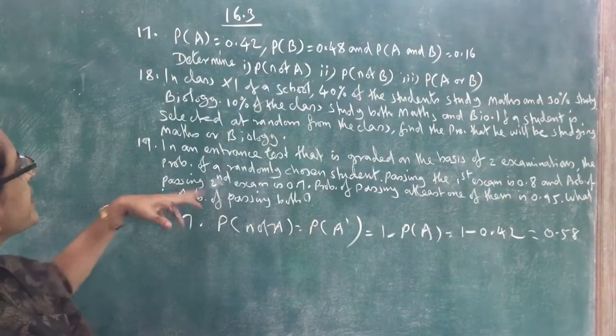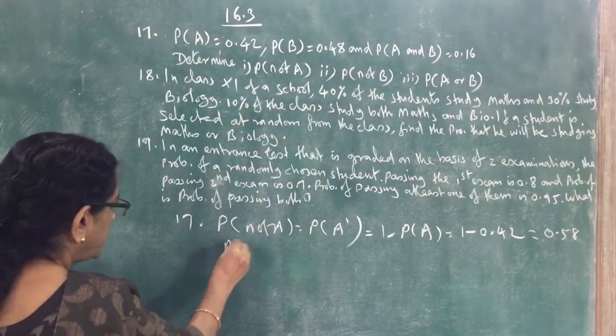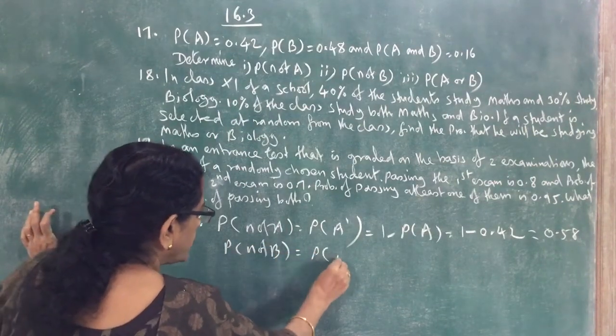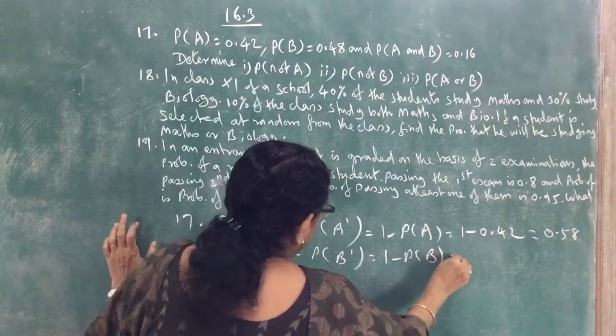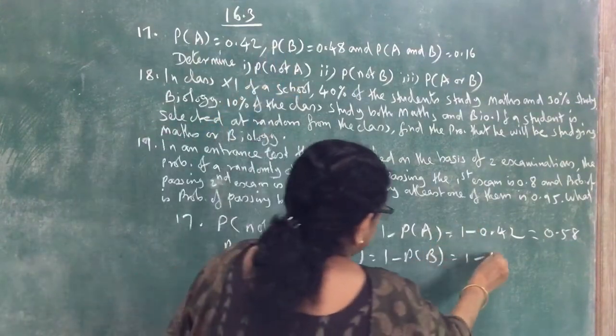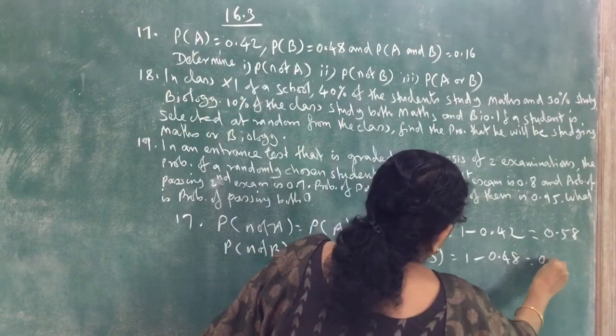Then second one, probability of not B. That is equal to probability of B complement. That is equal to 1 minus probability of B. That is equal to 1 minus 0.48. That is equal to 0.52.